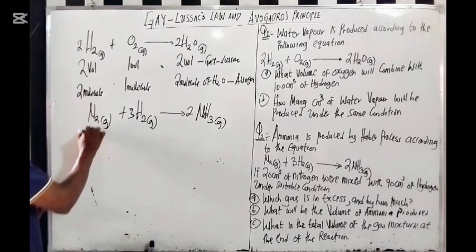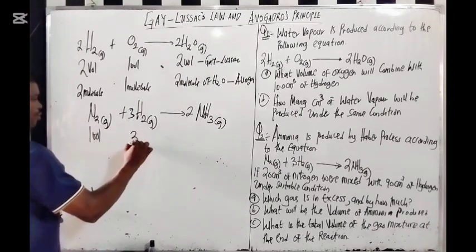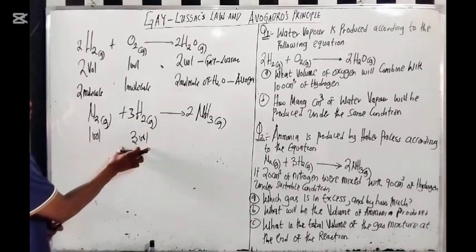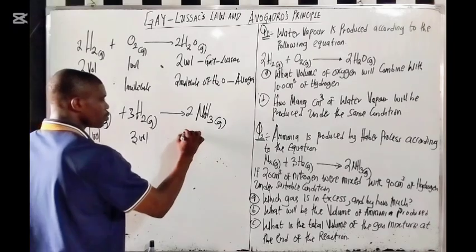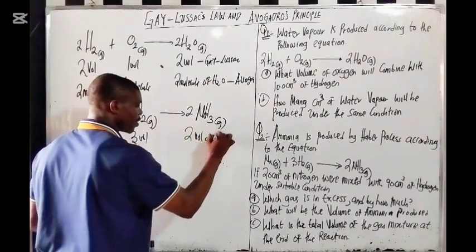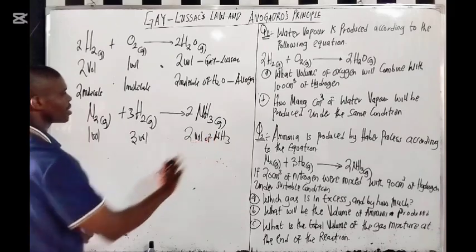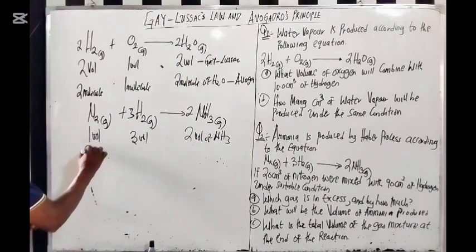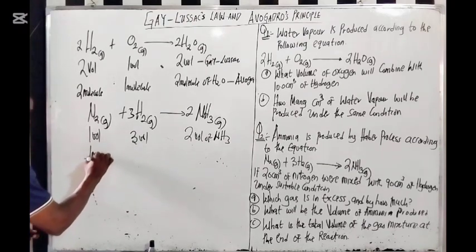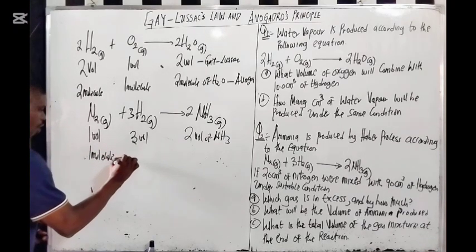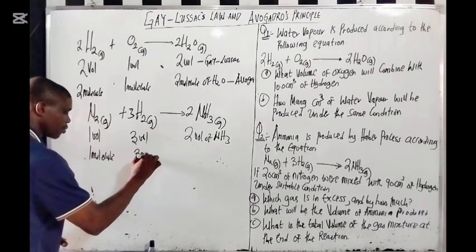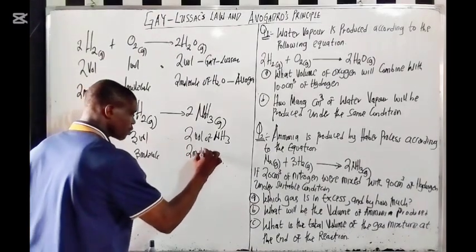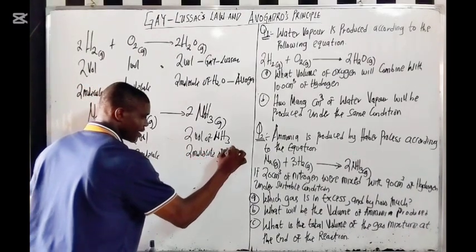So what does it mean here? 1 volume of N2, which is nitrogen gas, reacts with 3 volumes of H2 to produce 2 volumes of NH3. Okay, this is for the Gay-Lussac's. Do you understand? Now for the Avogadro's here, you have 1 molecule of N2, 3 molecules of H2, and 2 molecules of NH3. Okay.